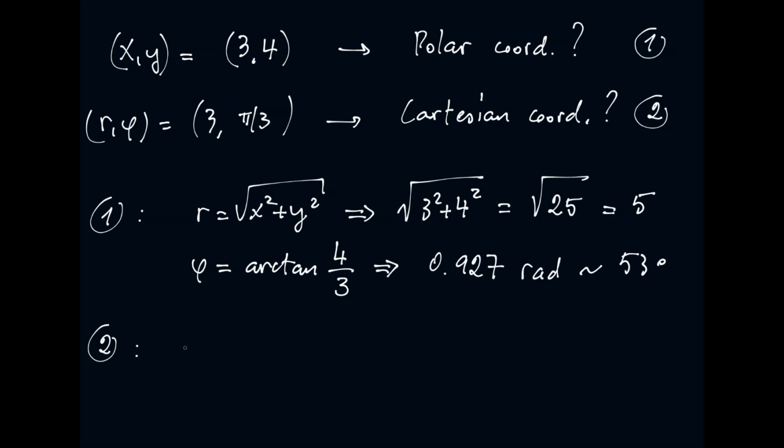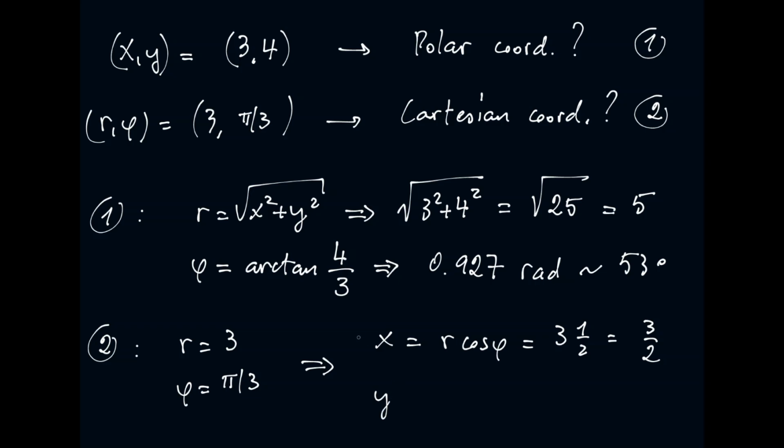Exercise 2, now instead I have r equals 3 and phi is pi over 3. This means that x is r cosine phi, so it's 3 cos of pi over 3, which is 1/2, so it's 3 over 2, and y is r sine phi, and this is 3 times root 3 over 2, so this is 3 root 3 over 2. Okay.